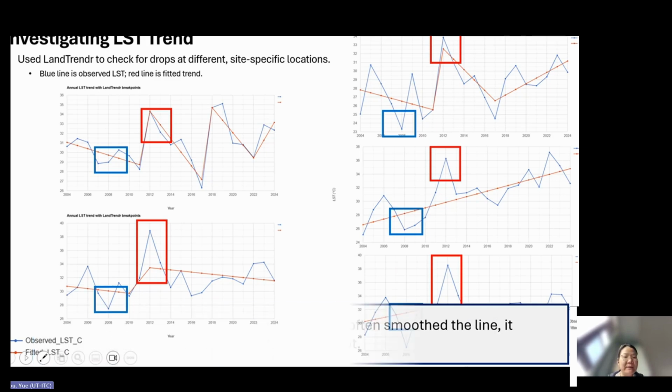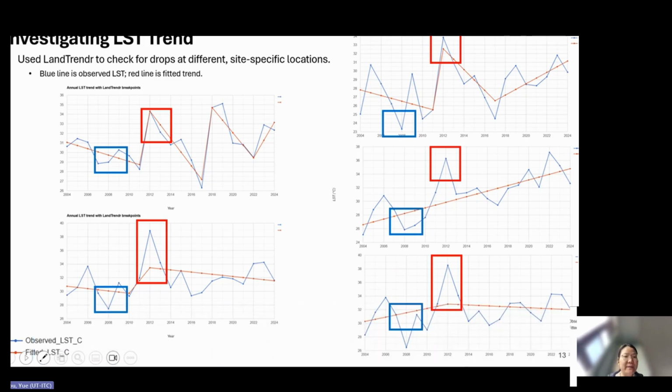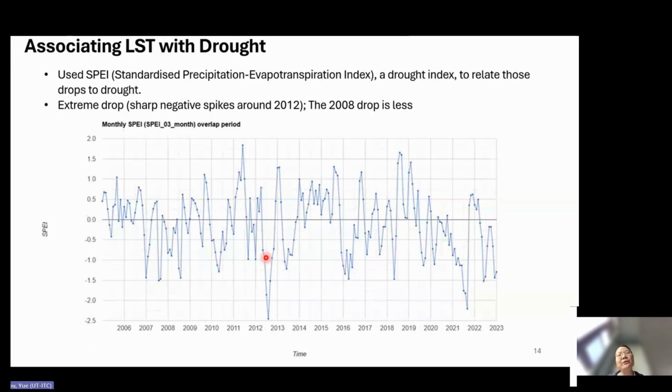And what we did next is, this is land surface temperature, and we want to link land surface temperature with climate, with drought specifically. And we use the SPEI, Standardized Precipitation Evapotranspiration Index, which is a drought index, to relate these behaviors to drought.